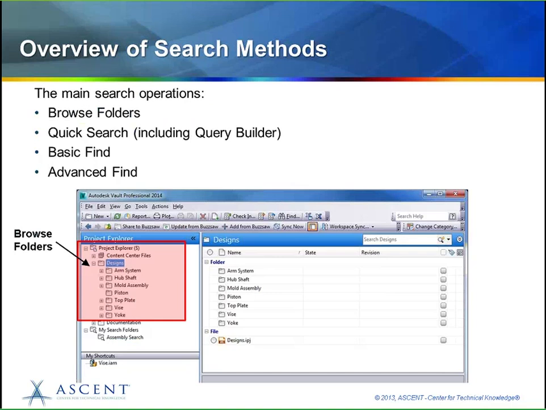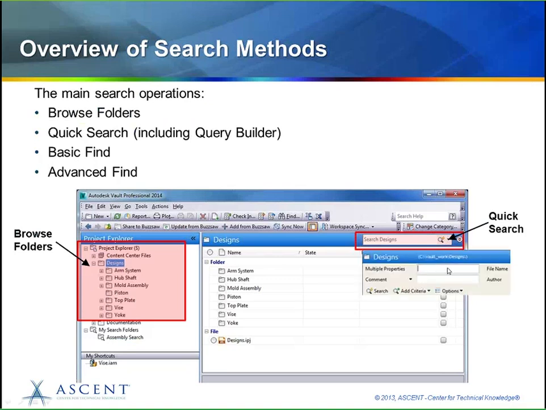And to show this in the interface here, you have your browse folders in the Navigation Pane over here, and then our quick search in the main table title bar. And here's the query builder. So when you select that down arrow, you are brought up with this interface.